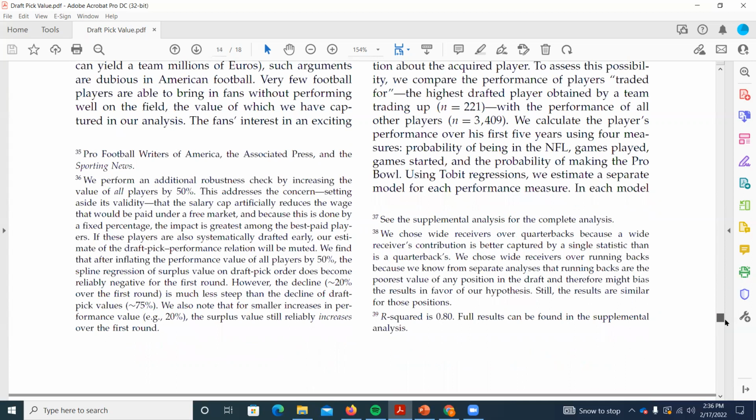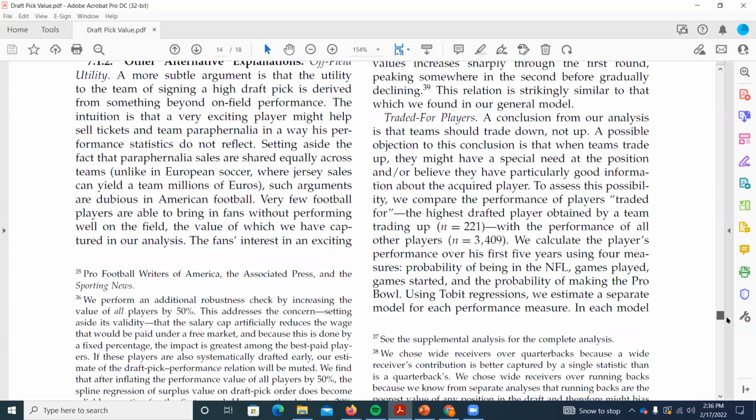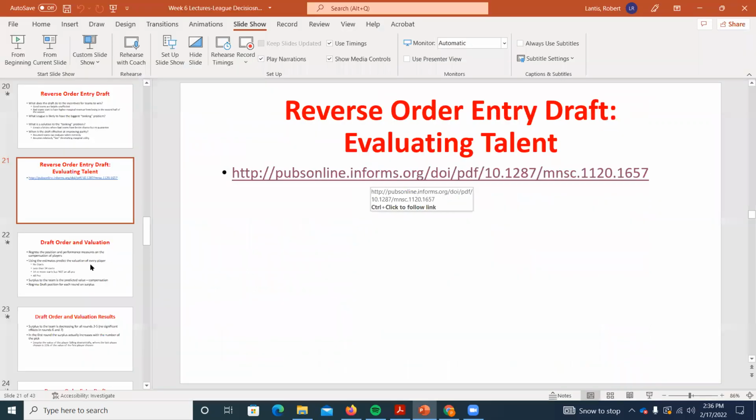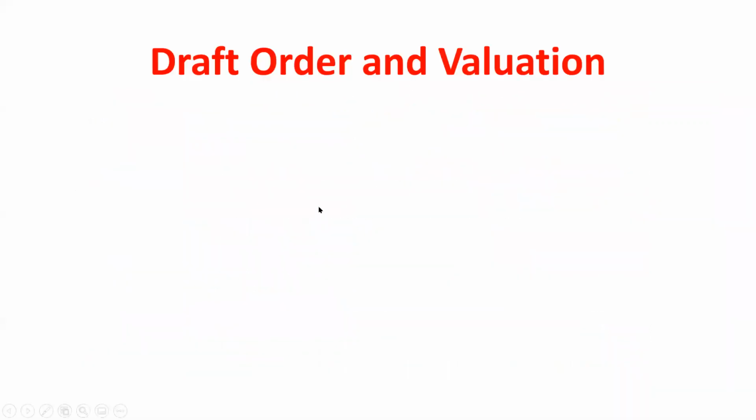Any questions or comments on this? It's an interesting paper to bring up, since we're going over the draft order.